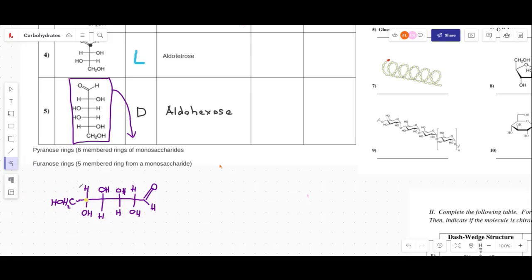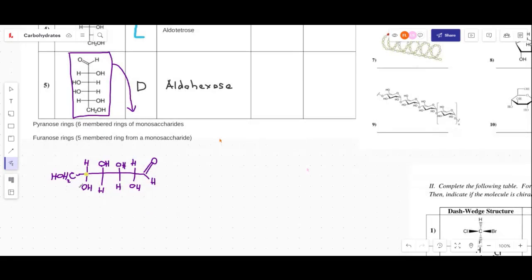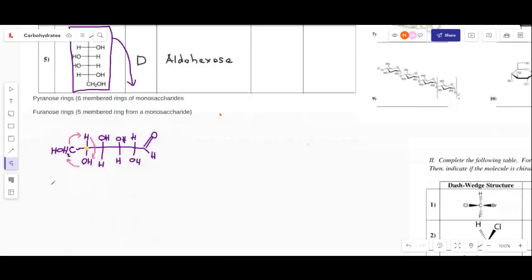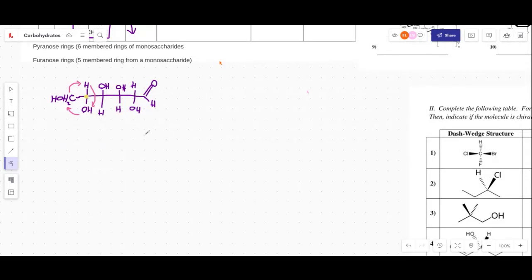So my next step for drawing the Haworth projection is to do what I taught you how to do, to rotate the 3 groups with the Fischer projection. So I'm going to rotate these 3 groups. I want to get the OH out in the back, so I'll rotate the OH out and back. I'll rotate the CH2OH up here, and I'll rotate the hydrogen down here. Now I'm going to redraw my molecule, and this is what it's going to look like.